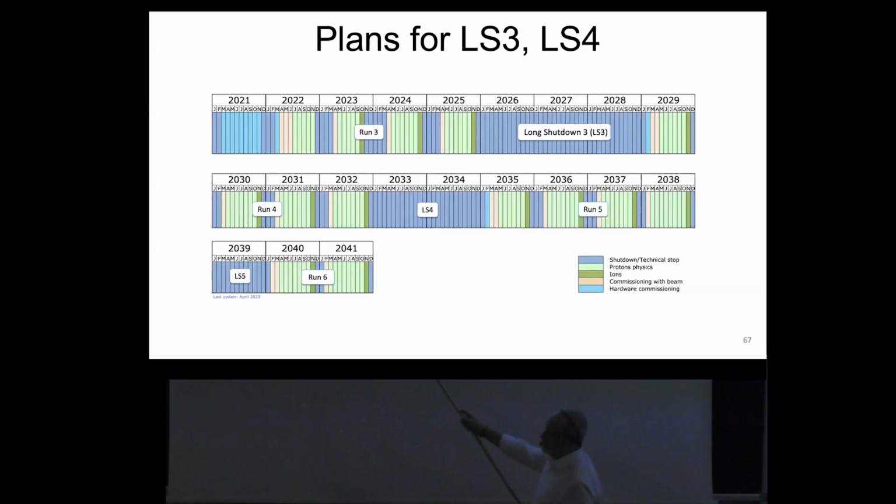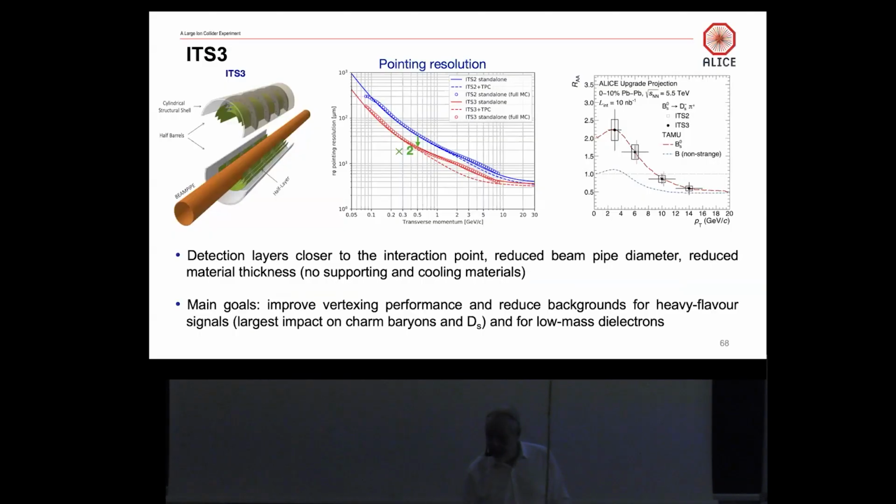So Run 3 started in 22, and Run 4 will start in 30. Okay, so what we want to do for LS3, for long shutdown 3, is two things. One is to improve further our vertexing. This is the pointing resolution. In blue is the current one, and in red is the one we want to reach with this new version of the inner tracking system in ALICE.